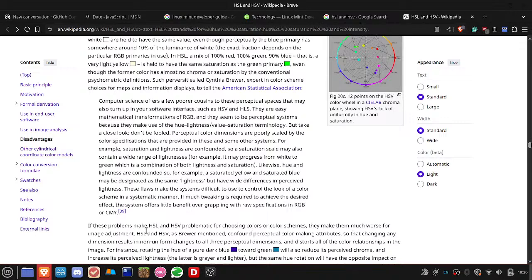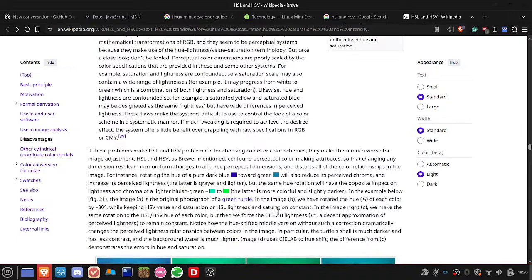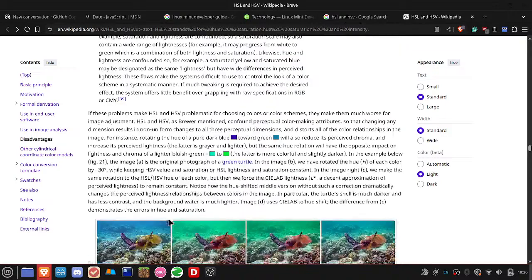During the merge was for images, which is a confounding perceptual color-making attribute, so it's changing any relation. Resisting non-uniform changes to all three perceptual dimensions distorts all the color relationships in the image. For instance, rotating a pure dark blue towards green will also reduce its perceived chroma and increase perceived lightness. But the same hue rotation will have the opposite impact on lightness and chroma.